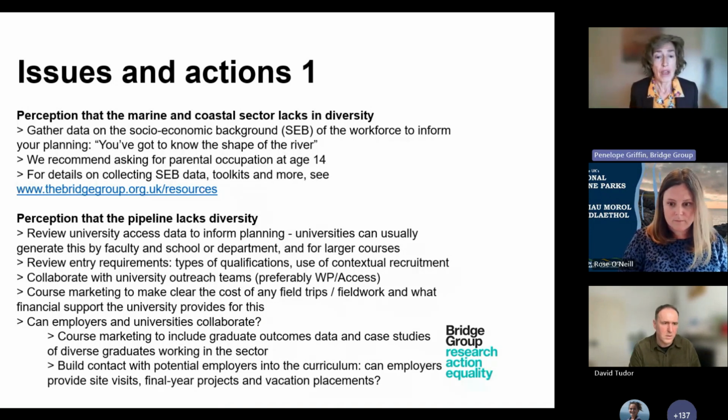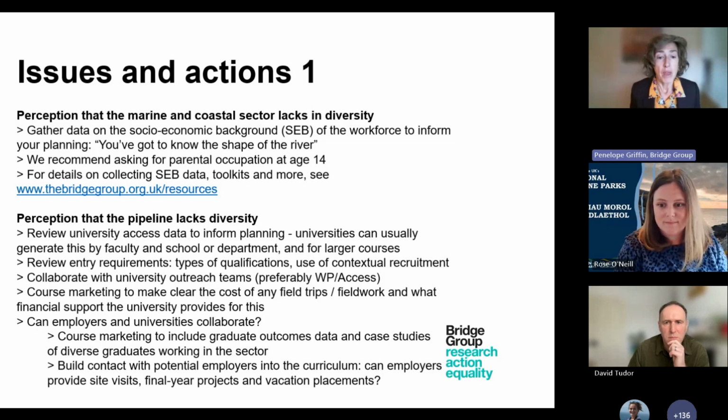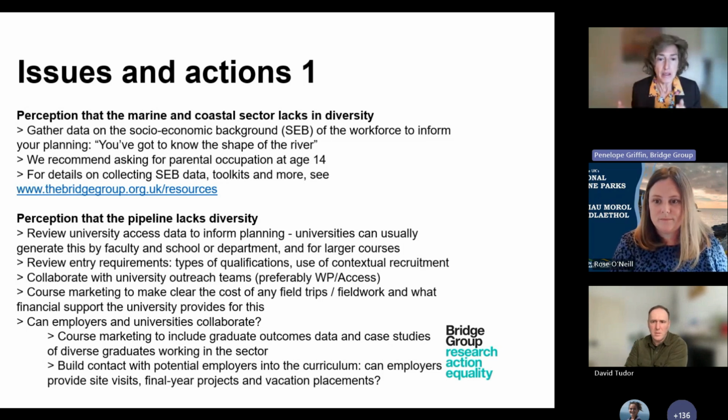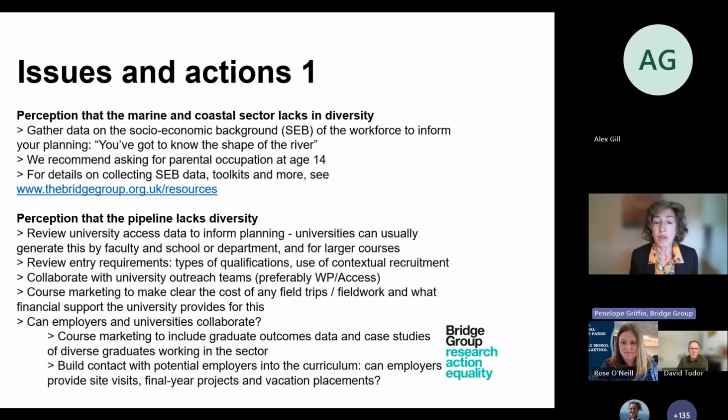You should also look at your entry requirements. Which qualifications do you need? Do you want A-levels, or do you accept a wider range of qualifications? If you want to do outreach, which is really important in view of that statistic, 1 in 10, 1 in 5 young people haven't even been to the sea, then collaborate with your university outreach, again, if possible, with the widening participation or widening access team, because they'll put you in touch with the target group, people from less advantaged backgrounds.